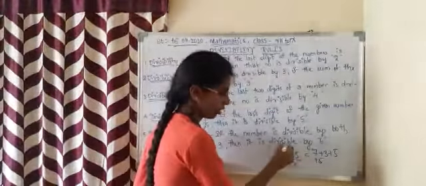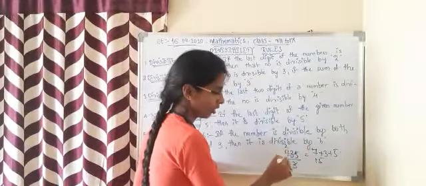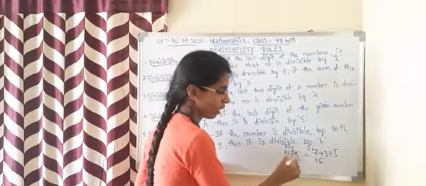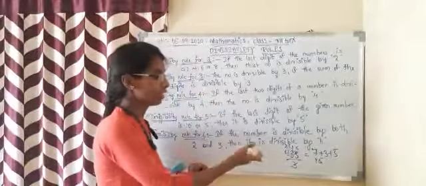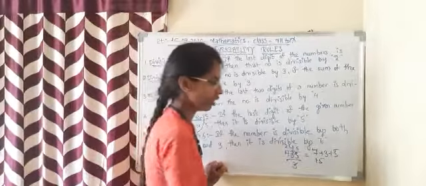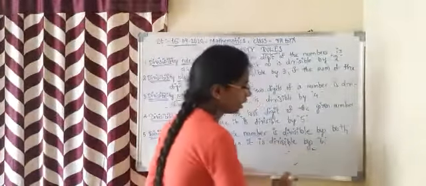Let's see how. 3 2s are 6, 1 remains. 3 4s are 12, 1 remains. 3 5s are 15. Therefore, 735 is exactly divisible by 3. We can easily say in this way. Okay, this is for 3.